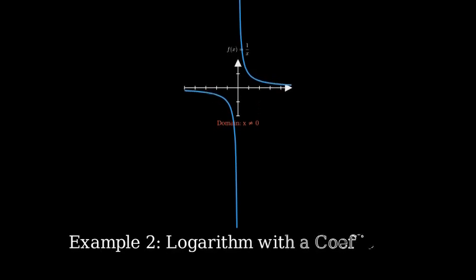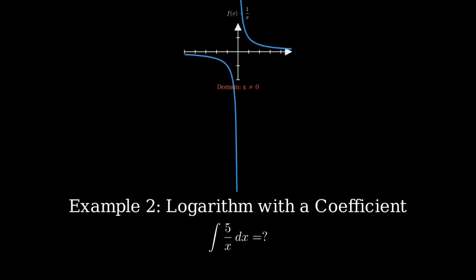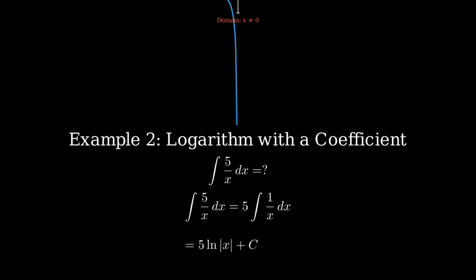Now, let's look at another example. Example 2. Find the integral of 5 over x dx. We can pull the constant 5 outside of the integral and then use the formula we've just learned. So the integral of 5 over x dx equals 5 times the integral of 1 over x dx, which equals 5 times natural logarithm of the absolute value of x plus c.